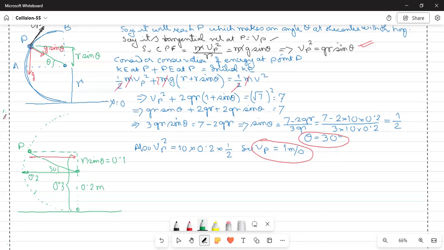So this length was R into cos 60. Since this is 30 degree, this length is R into cos 60, because this angle will be 60, and this is R, this is R. So this length is equal to 0.2 times cos 60 degree, which is root 3 by 10, because this is root 3 by 10.